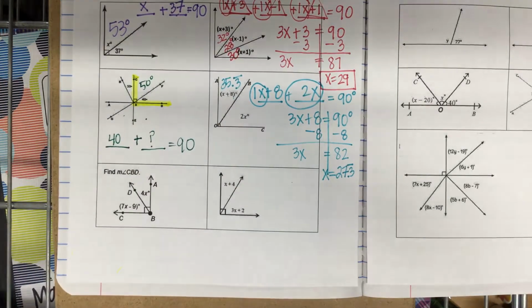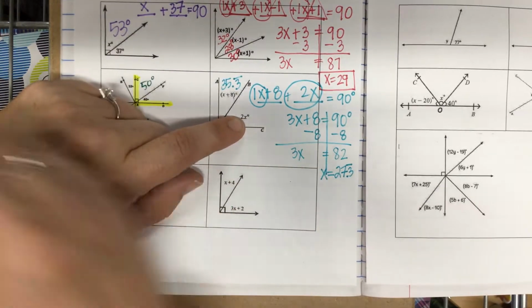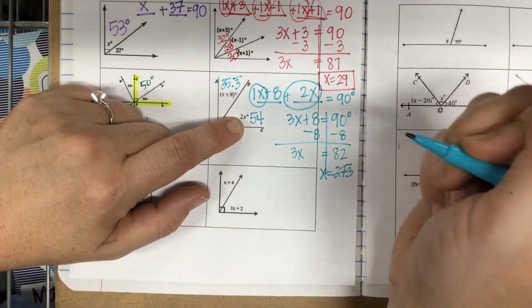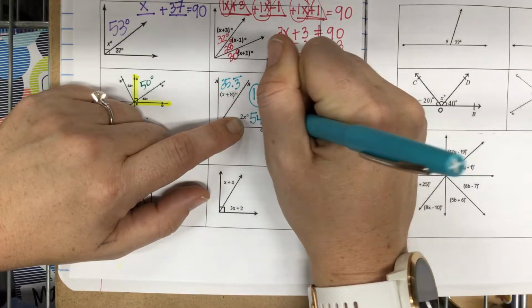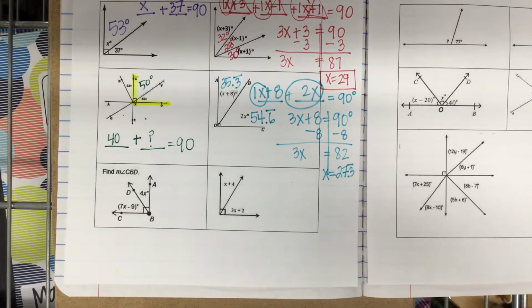Could you do 90 minus 35 to figure out the other one? Or could you do 27.3 times 2 to figure out this one? What's this angle? 54.6 repeating. They're still workable, even though that's a repeating decimal.